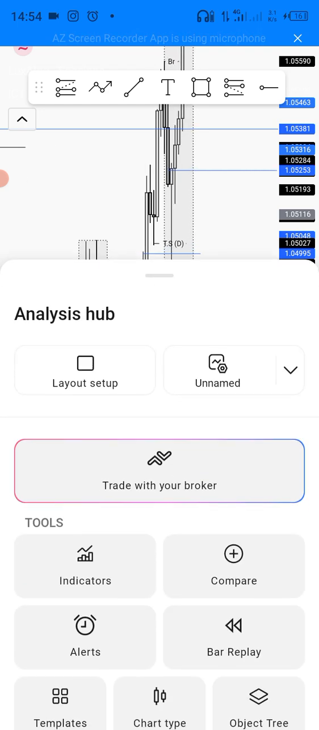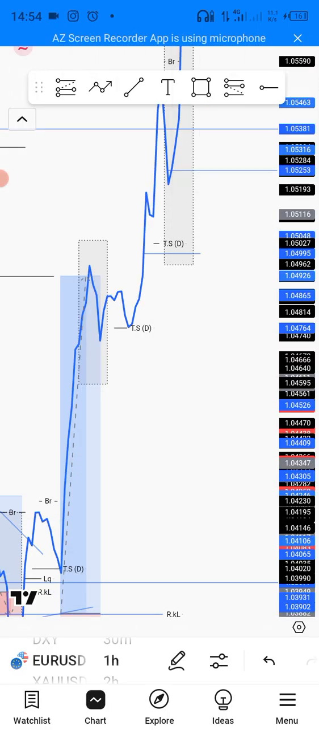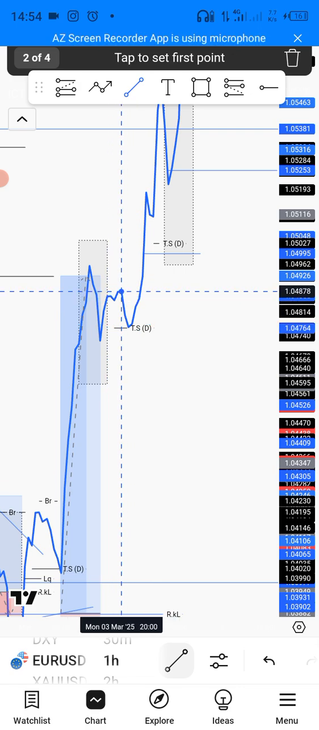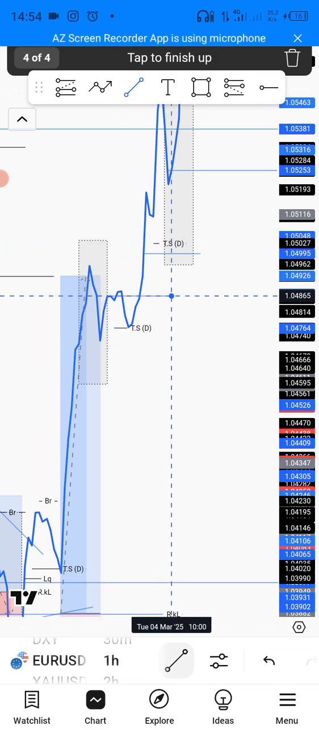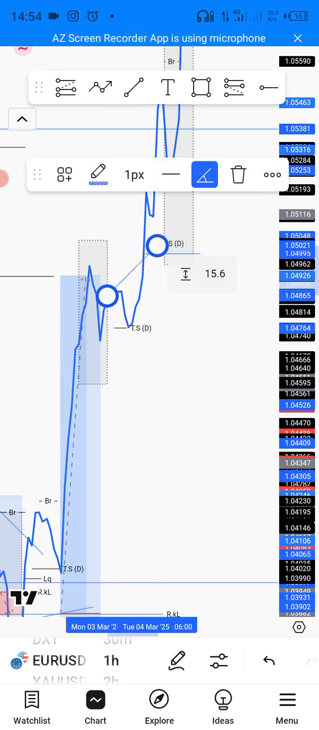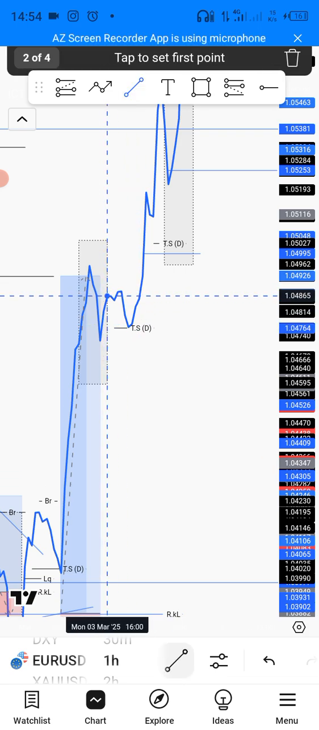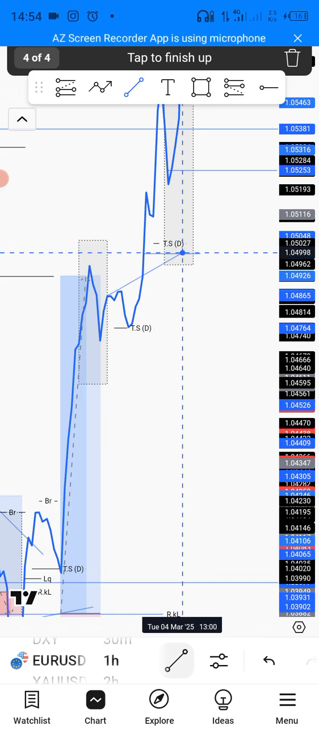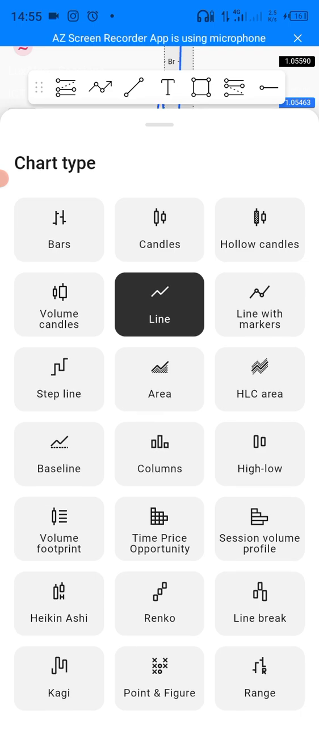So I would go to my drawing tools. If you can see, 1, 2. So we're having two touches here like that. Then you raise it up. When you put that one, two touch, you can see that this is a break and retest that aligns with our entry there. So let me raise it up a bit. Let me see if that makes sense.